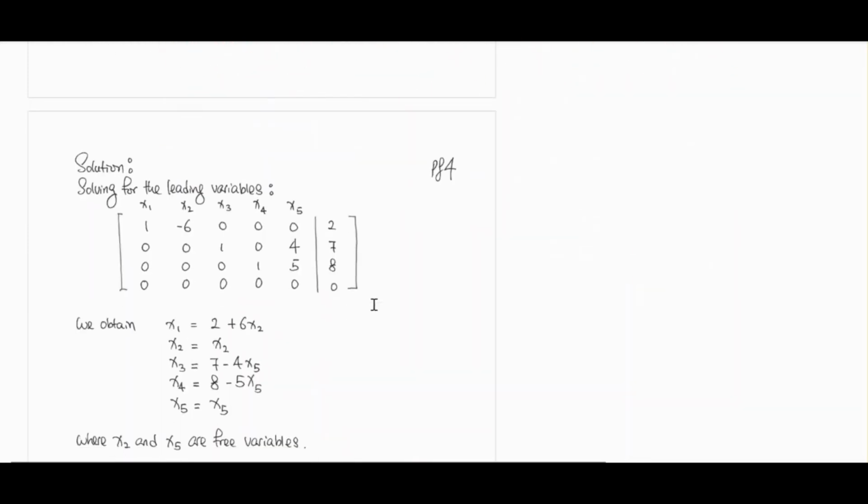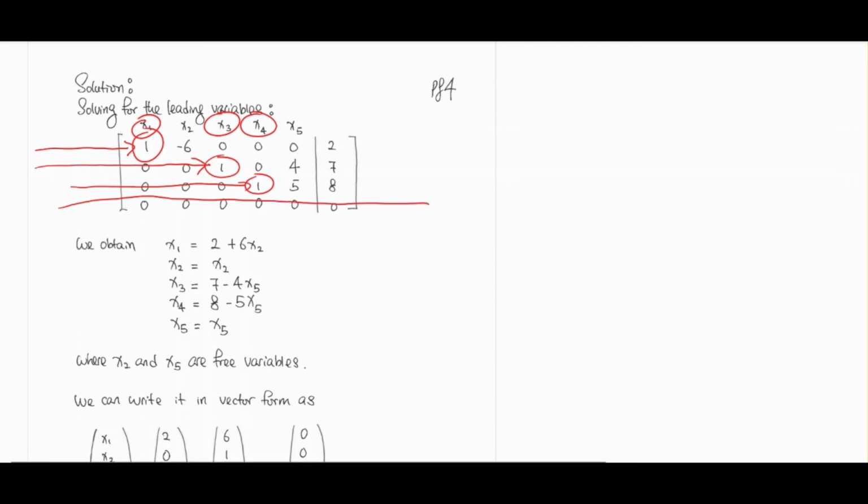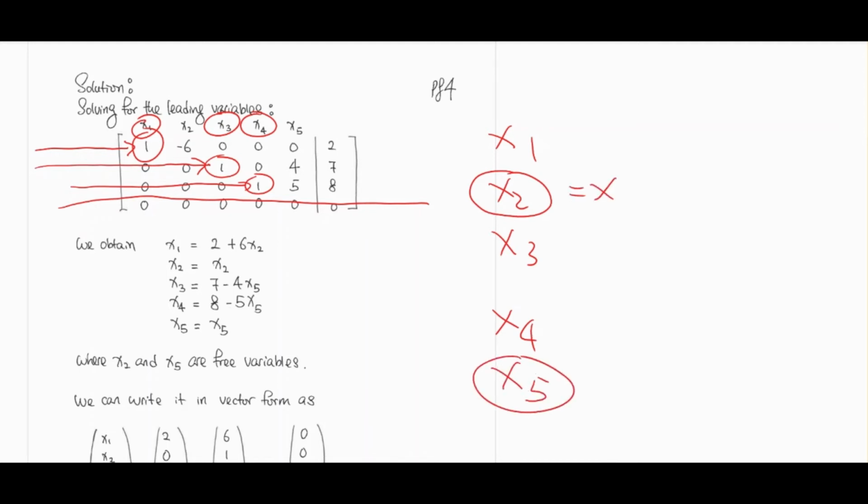Okay, assuming that you have done it. As I said, this is x1, x2, x3, x4, x5. Let's look at the pivot variables. We have one pivot right here, so our pivot variable is x1. This is the second pivot variable, which is x3. That third row, this is our pivot variable x4. And there's no pivot variable right here. So our pivot variables are x1, x3, and x4. So x2 here will be our free variable, and x5 here will be our free variable. So x2 equals x2, x5 equals x5. That's what free variable means.